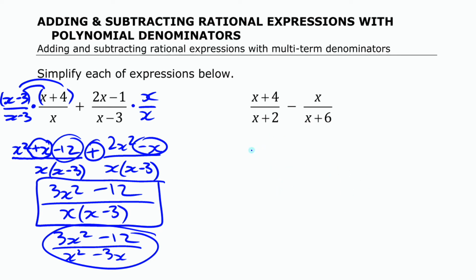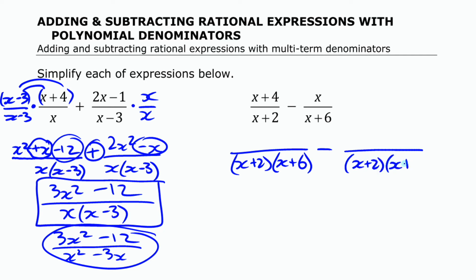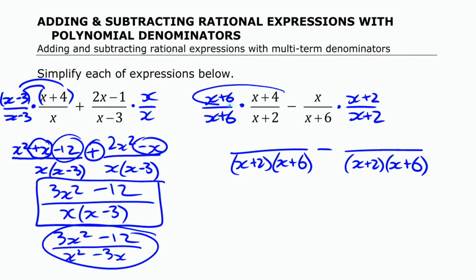So the common denominator is going to be x plus 2, x plus 6. So I'm going to write both of those fractions with that denominator, x plus 2, x plus 6. To do that, I have to multiply by, on this side, x plus 2 over x plus 2. And this one I have to multiply by x plus 6 over x plus 6. So then if I figure out what I have on the top here, this is going to multiply out to x squared plus 6x plus 4x is plus 10x plus 24.